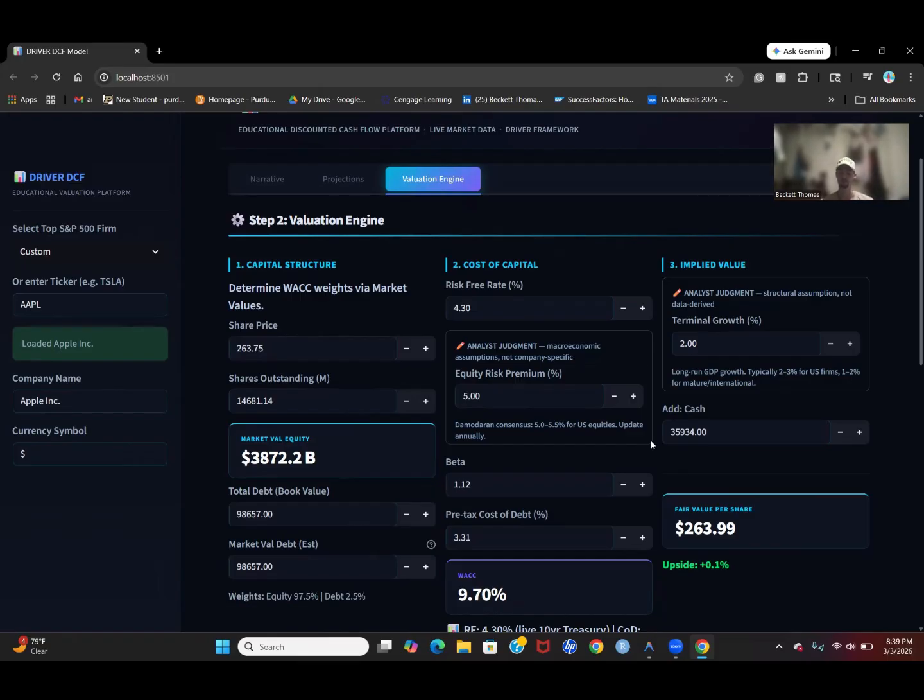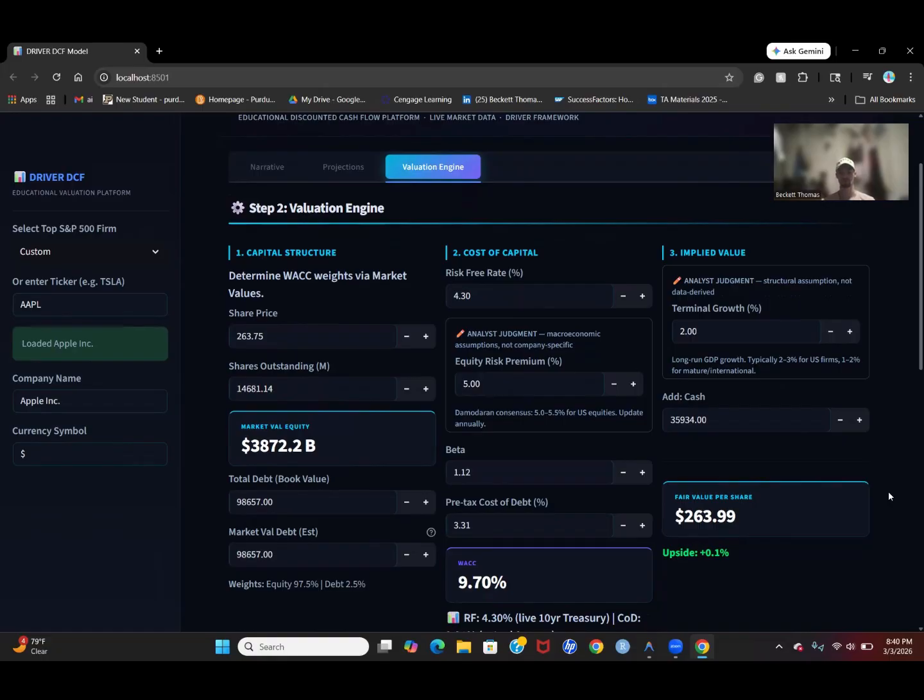Next is our implied value. Finally, I set a terminal growth rate of 2%. Roughly, this is the long-run US GDP growth. The model discounts all projected cash flows back at the weighted average cost of capital, adds the present value of the terminal value using Gordon growth, adds cash, subtracts debt, and divides by shares outstanding. The result, a fair value per share of $263.99, which is very close to the actual share price of today. And you can see whether that implies an upside or downside versus the current market price right underneath.